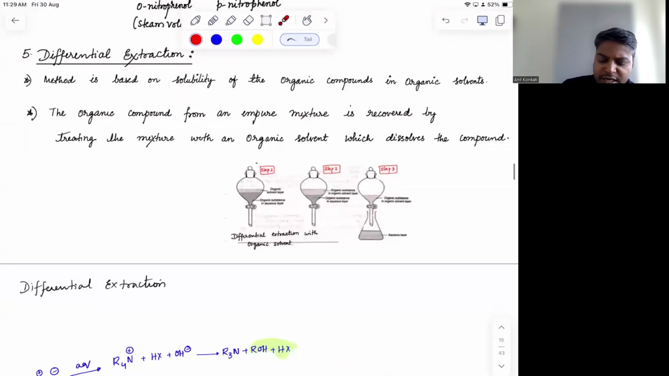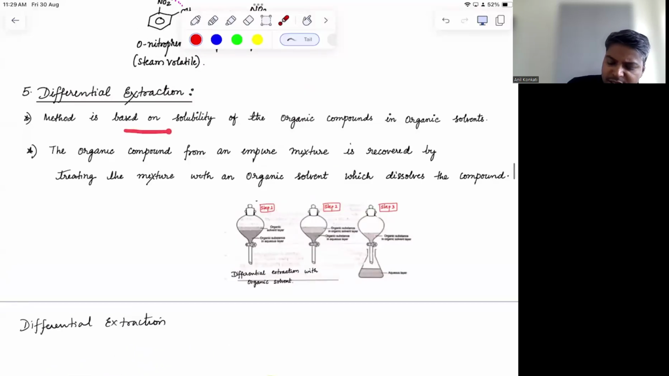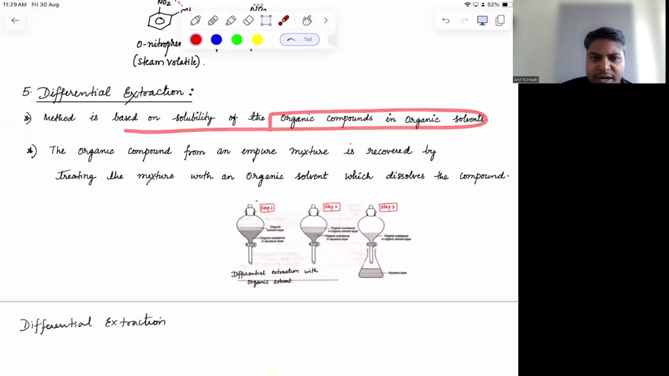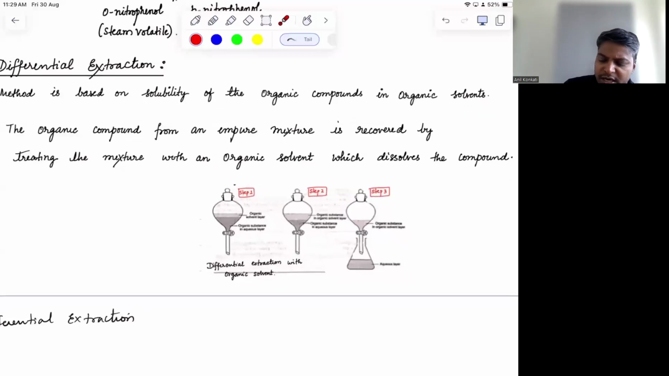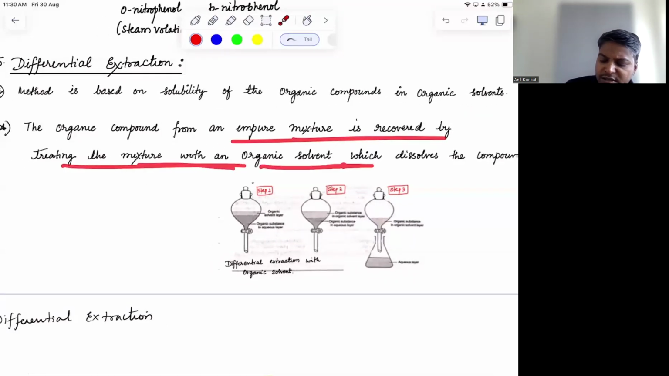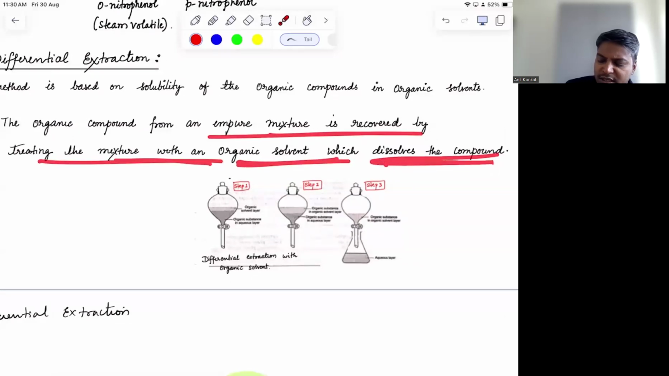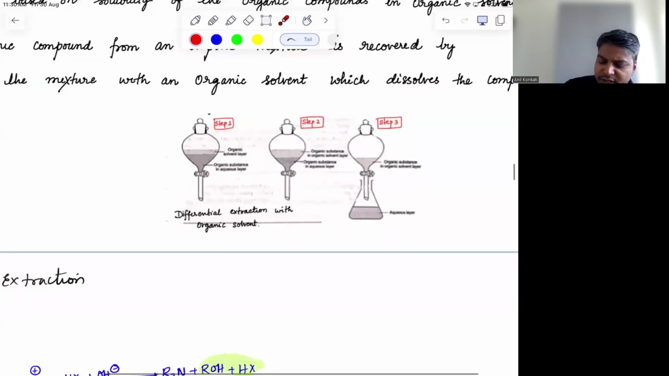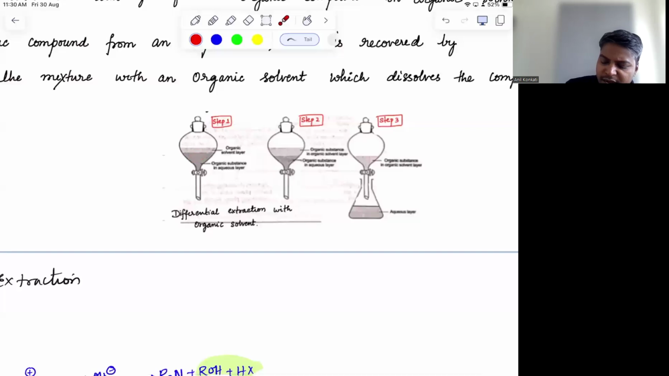Next, differential extraction. See, this method is based on the solubility of organic compounds in organic solvents. Okay. An organic compound from an impure mixture is recovered by treating the mixture with an organic solvent, which dissolves the compound. So you can see first you have this mixture here. Then I'm adding an organic solvent on top. So what happens? From that mixture, the compound will slowly start dissolving in that organic solvent. Okay. After that, the aqueous layer is separated, the organic layer will remain, and the compound present in the organic layer is later separated out.